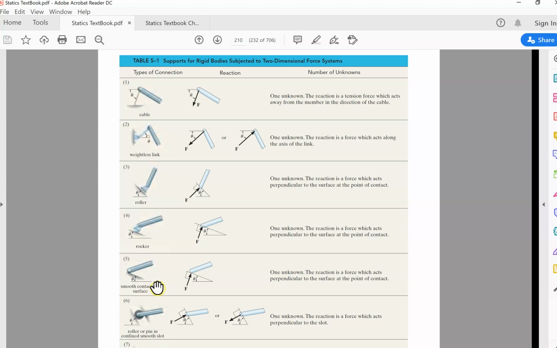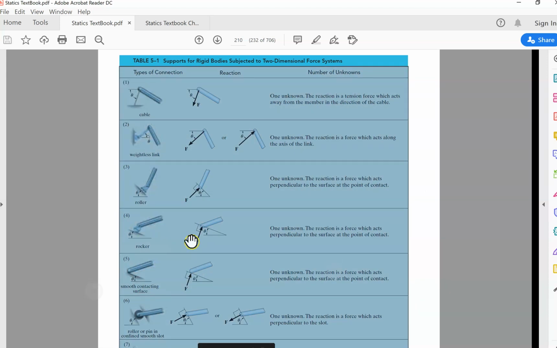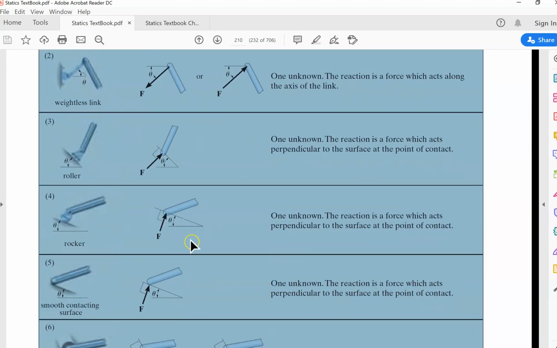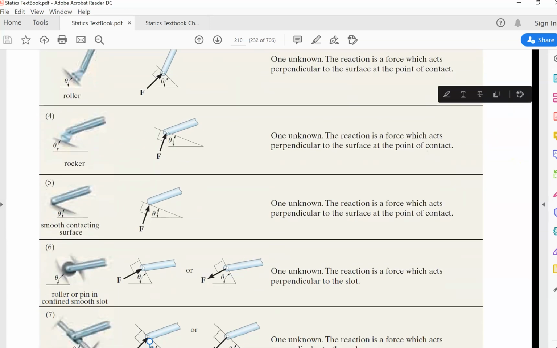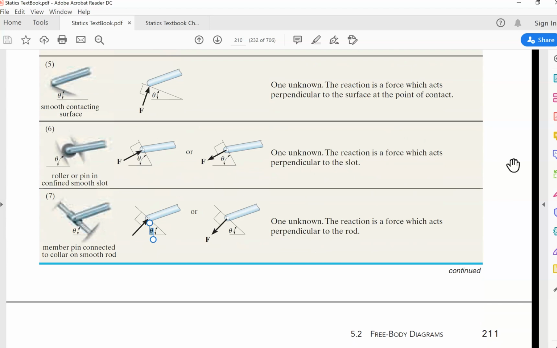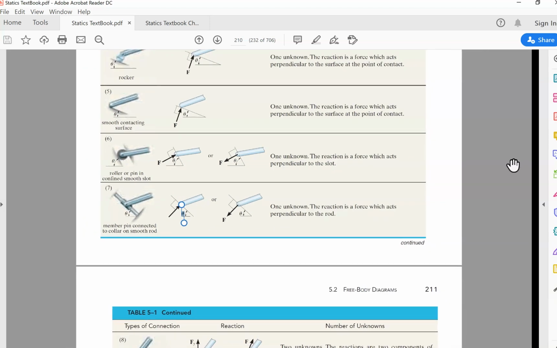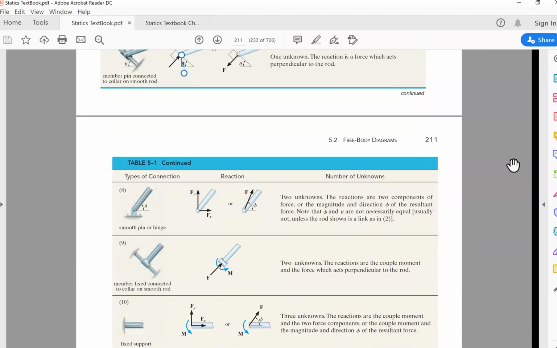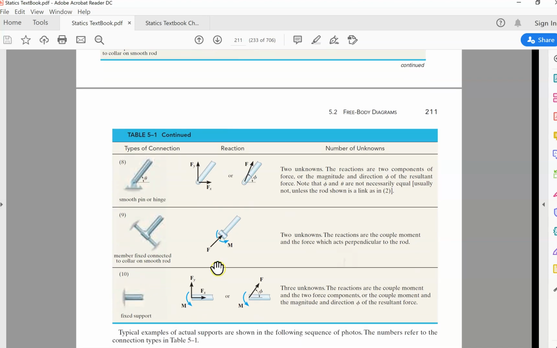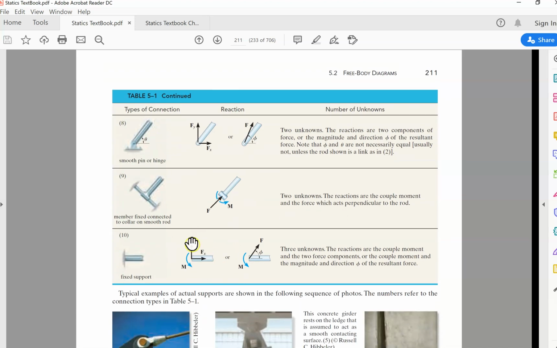And then we have smooth contacting surface, 1 force. And then we have roller and pin, also 1, in a confined smooth slot. And then we have collar, 1 as well. And then we have smooth pin and hinge, 2. And then we have a member fixed or connected to a collar on a smooth rod, also 2. Fixed support, we have 3.